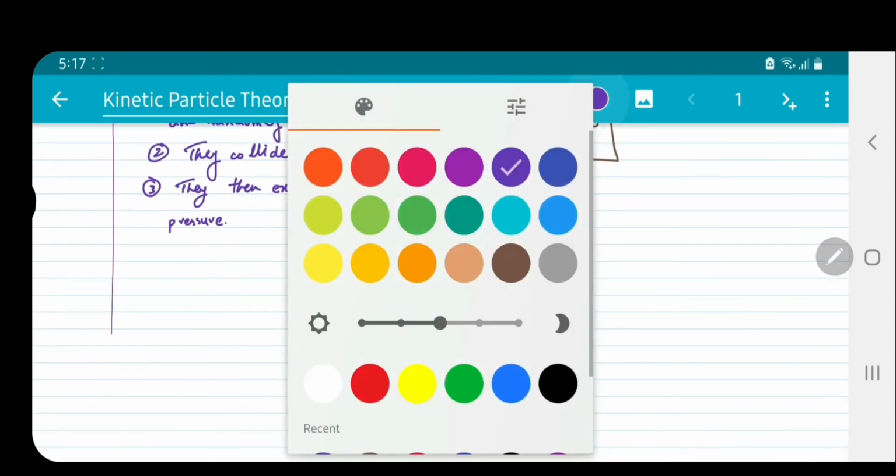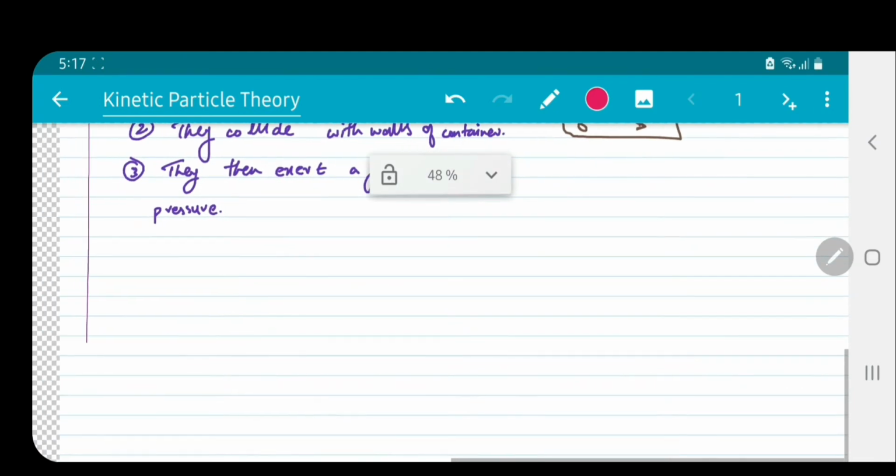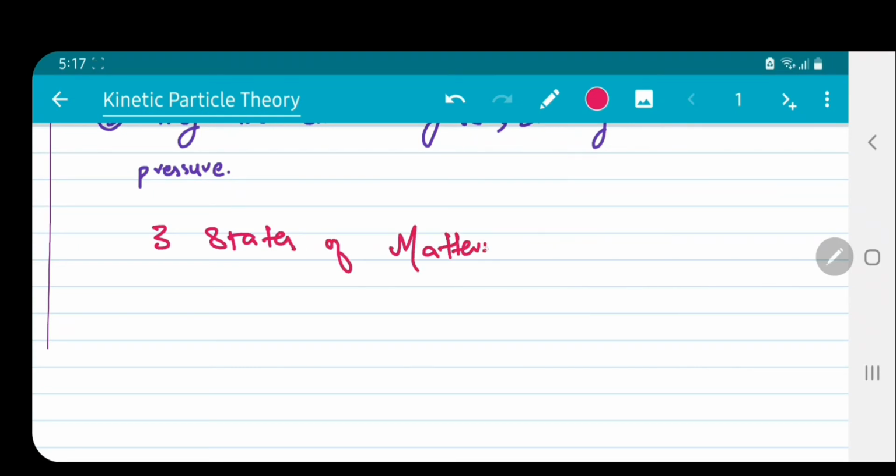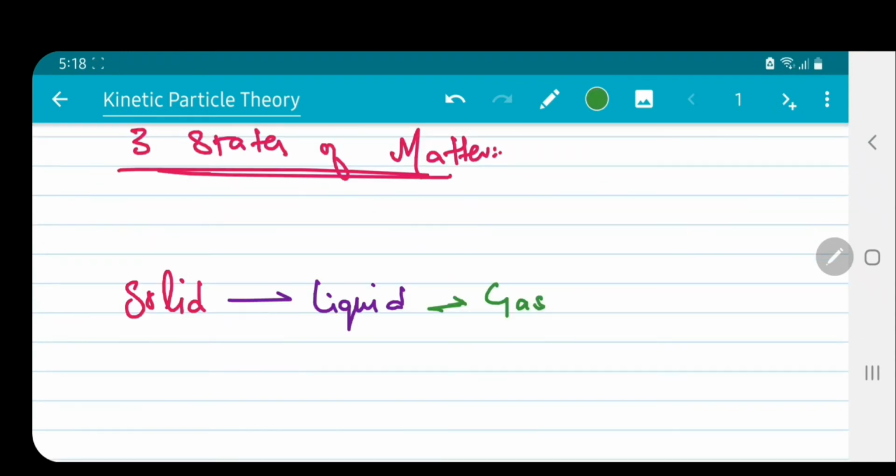So moving on. As we know, there are 3 states of matter: solid, liquid, and gas.